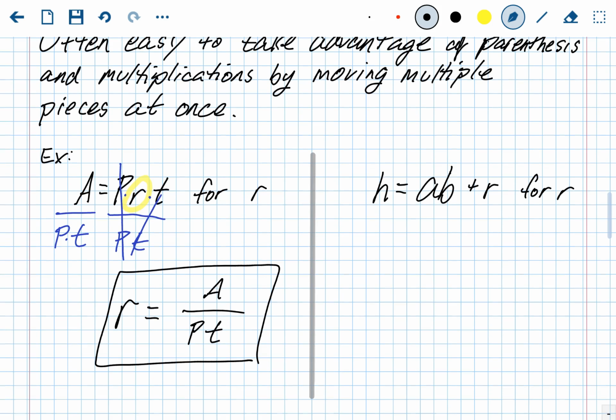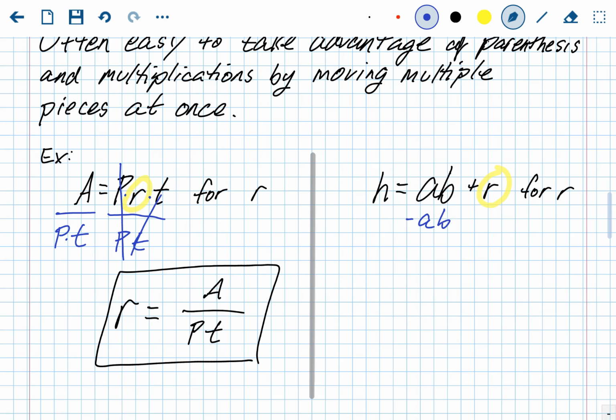What about the second one? H equals AB plus R. And we're solving for R. On the right side here, there are two separate terms. Remember, terms are separated by addition and subtraction. R is its own term. AB is its own term. We need R by itself. We need to get rid of the AB. We can do that all at once, all in one turn. If you need to get rid of an entire term, we just move it to the other side through subtraction.